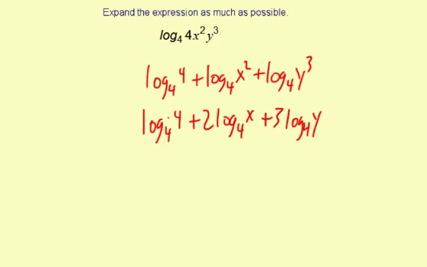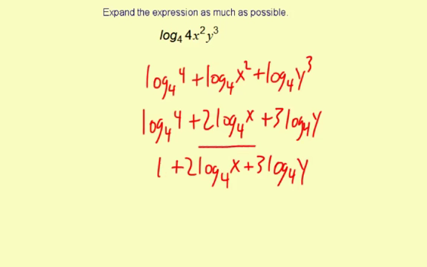Okay, now let's just look at this real quick. Log base 4 of 4, that's actually 1, because 4 to the 1 equals 4, right? So this is going to be 1 plus 2 log base 4 of x plus 3 log base 4 of y. And if you wanted to rewrite it, you could put the 1 at the end, but this is good right here. Okay, so this is fully expanded.